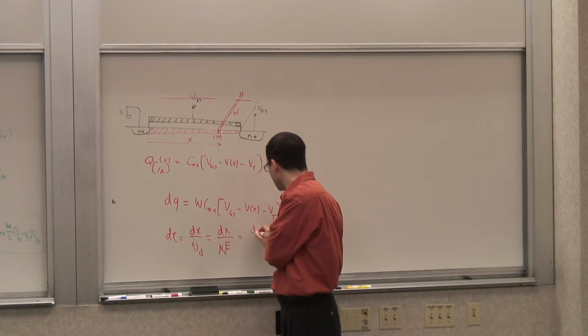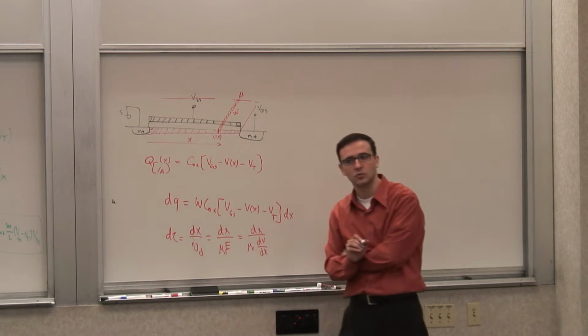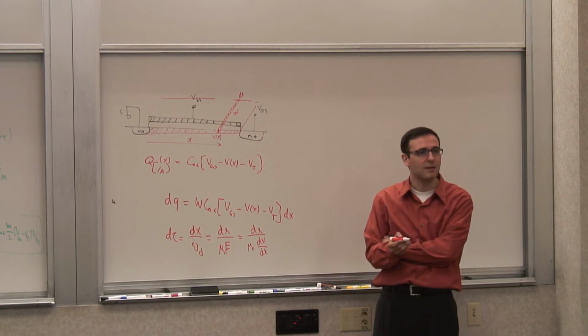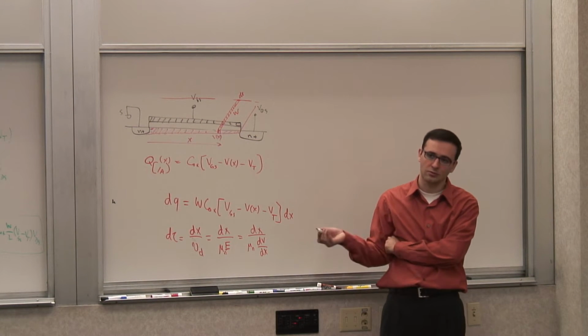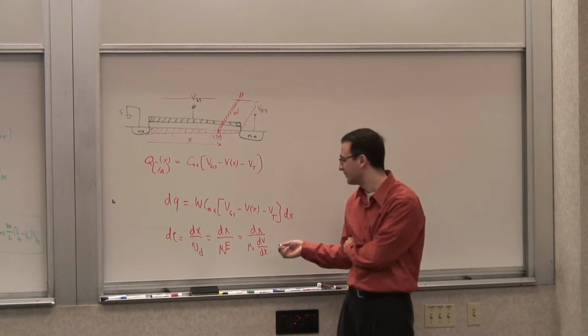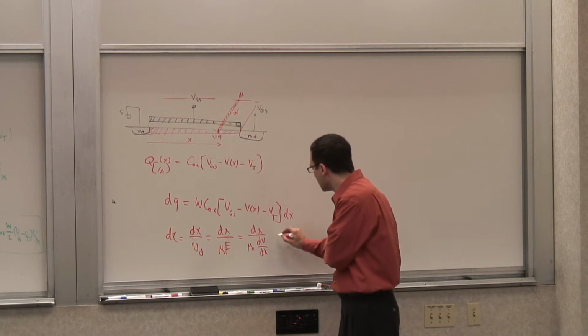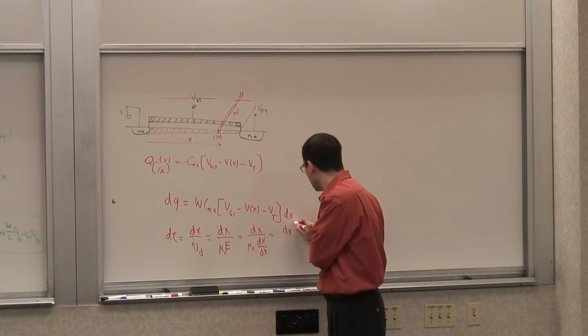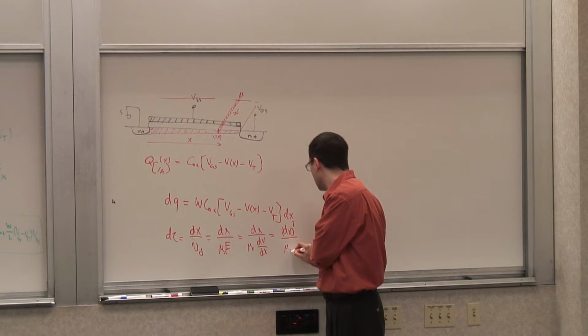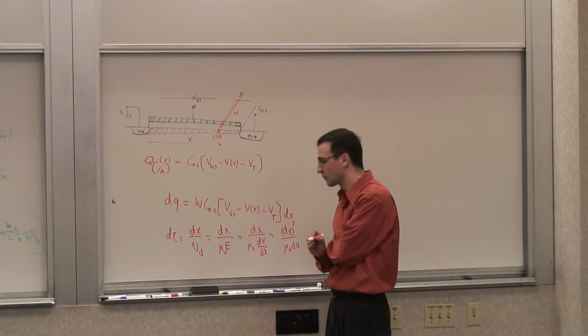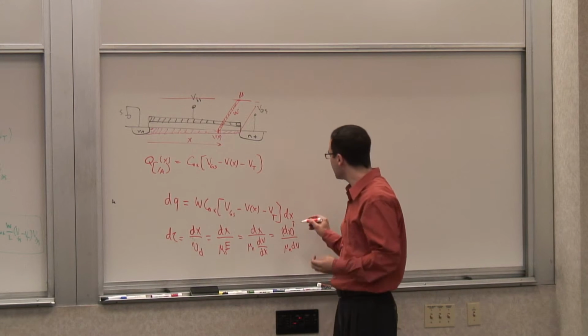So I can write this dx over mu n times dV divided by dx. Right? dV/dx, basically, is the slope of the potential, the electric field. It's a minus sign. Forget about that now. It's absolute values, right? So I can rewrite this as dx squared over mu n dV. But the current, what can I say about the current?